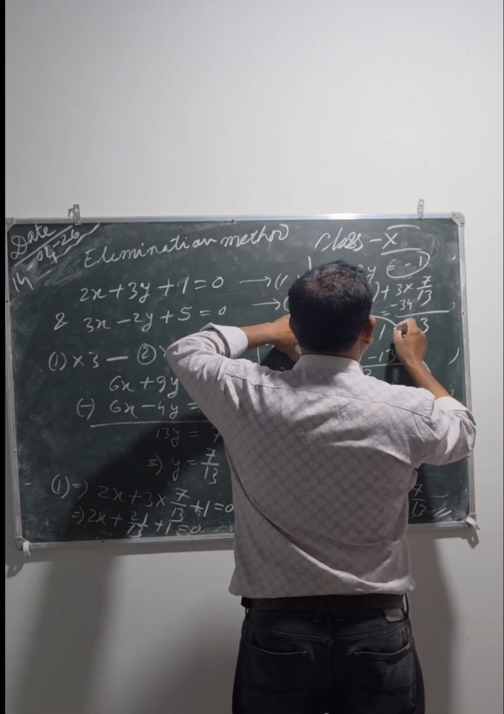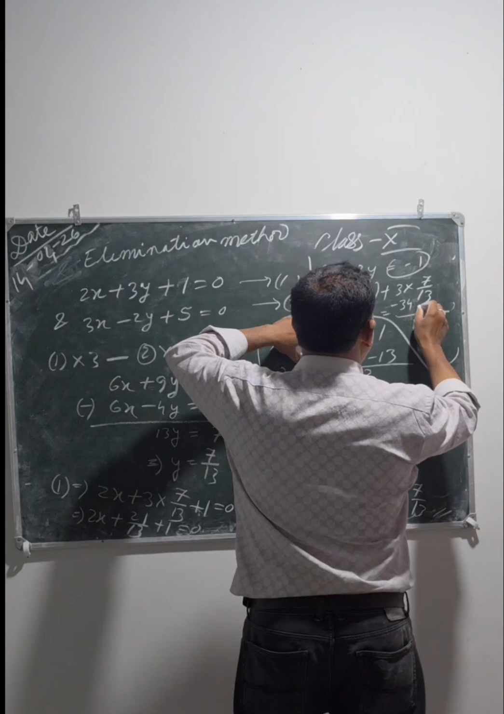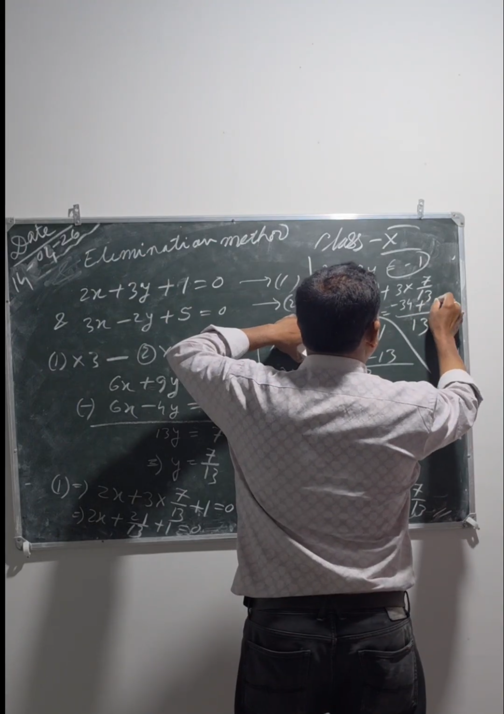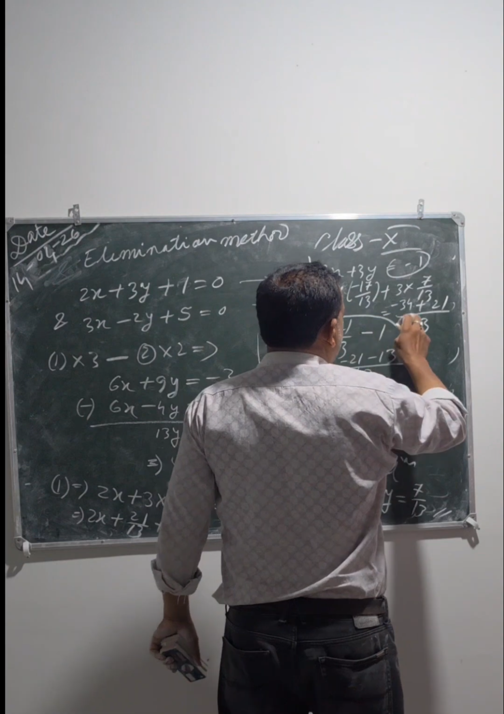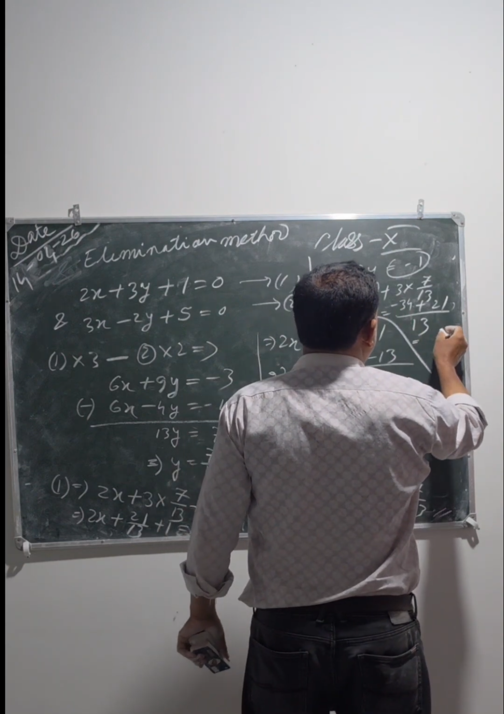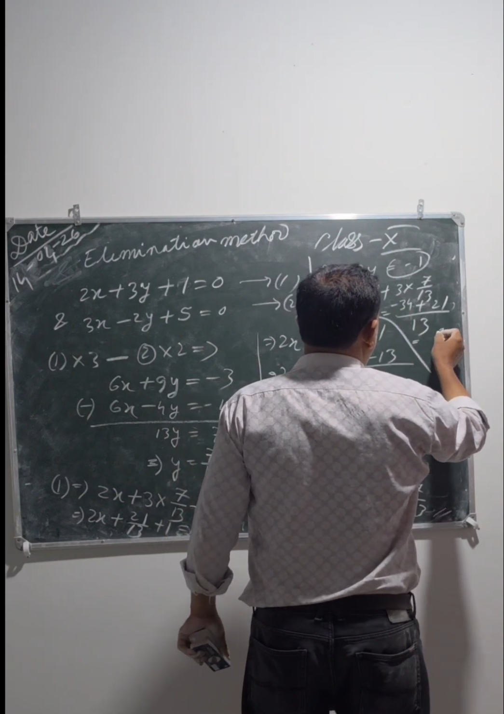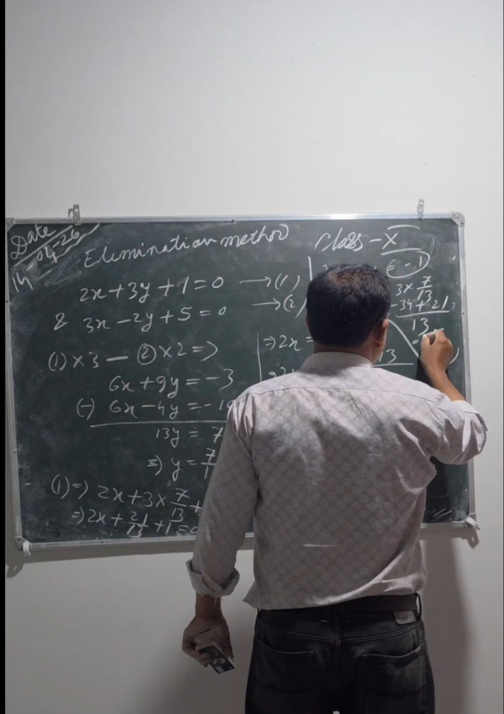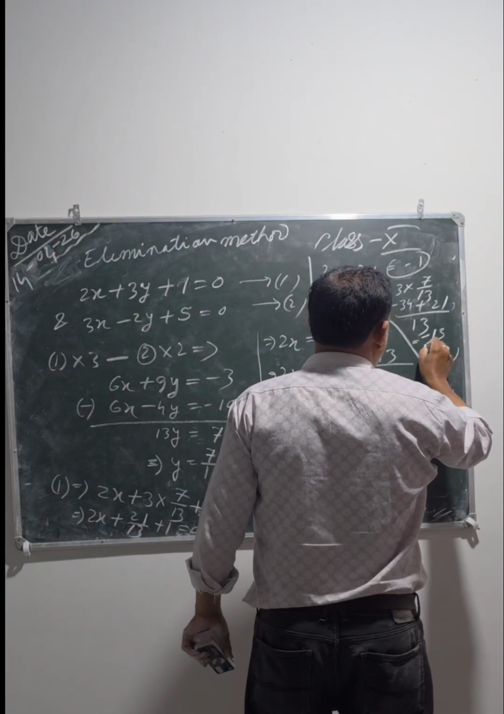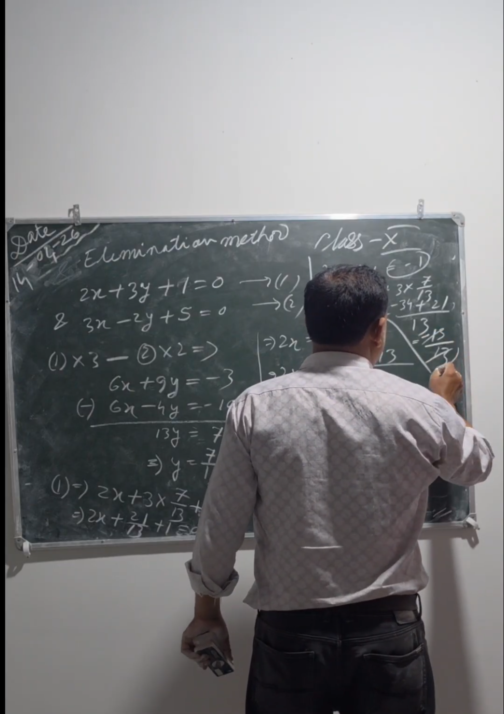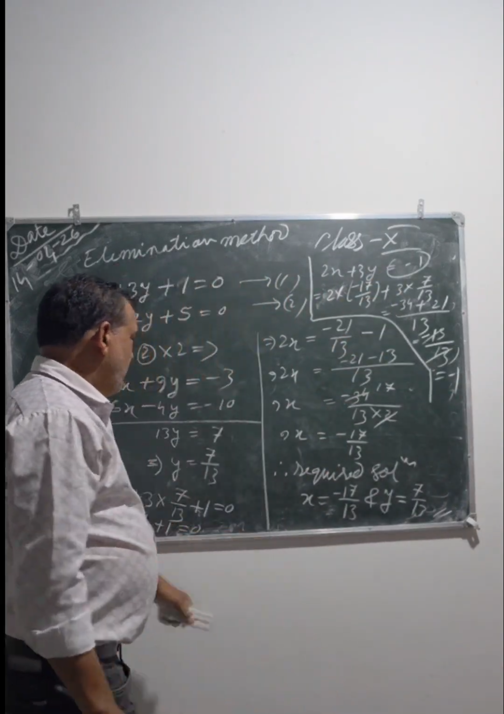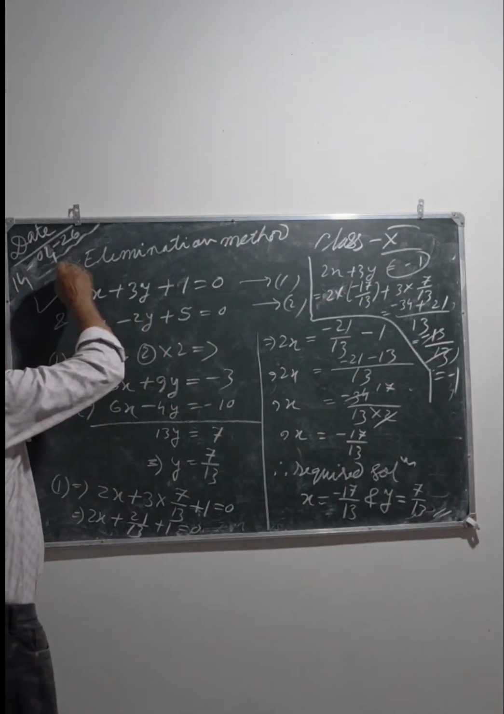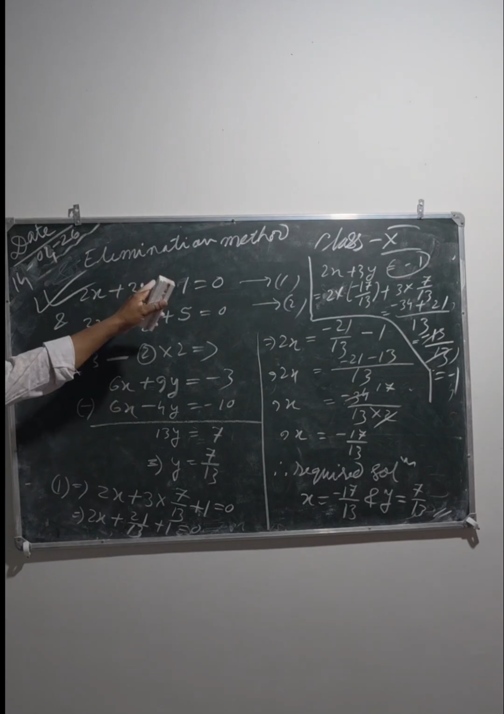13 is the LCM. Then it will be plus 21. Then if we subtract 21 from there, then it will be 13. Since the minus sign is given, it will be minus 13 by 13, that is minus 1, which is given on the right side. So this is verified. So in this way we can find the solution by the elimination method.